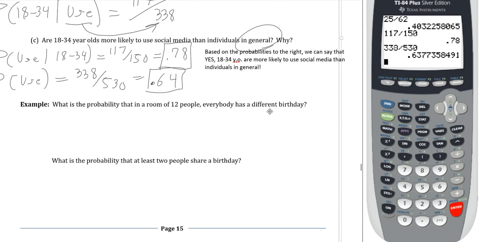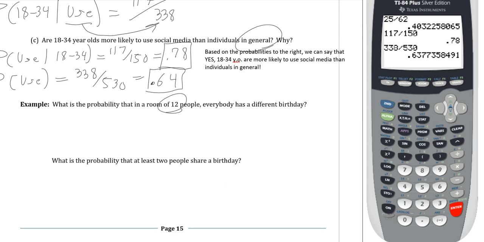I guess we have one last question here. Okay, so we're on the last page. What is the probability that in a room of 12 people, everybody has a different birthday? Well, this is actually kind of an interesting question, and it's a typical anecdote in mathematics. So let's talk about how to solve this. We have 12 people, and we want to find the probability that everybody has a different birthday.